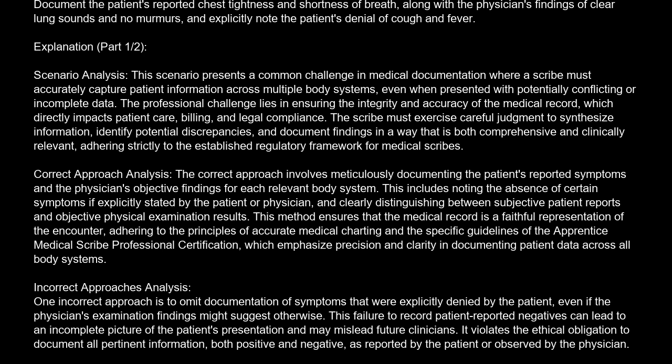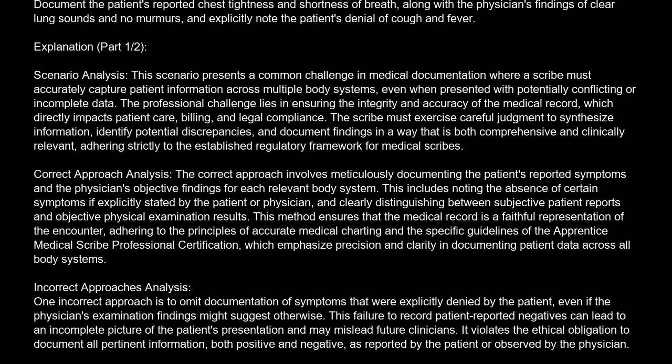Correct approach analysis. The correct approach involves meticulously documenting the patient's reported symptoms and the physician's objective findings for each relevant body system. This includes noting the absence of certain symptoms if explicitly stated by the patient or physician, and clearly distinguishing between subjective patient reports and objective physical examination results. This method ensures that the medical record is a faithful representation of the encounter, adhering to the principles of accurate medical charting and the specific guidelines of the Apprentice Medical Scribe Professional Certification, which emphasize precision and clarity in documenting patient data across all body systems.